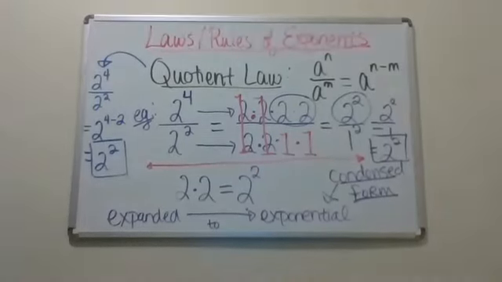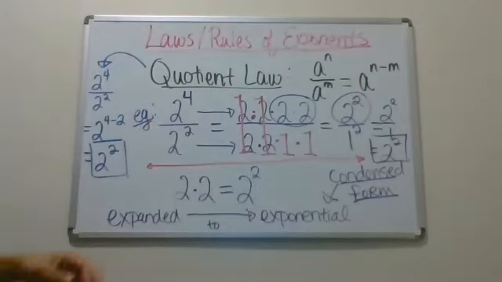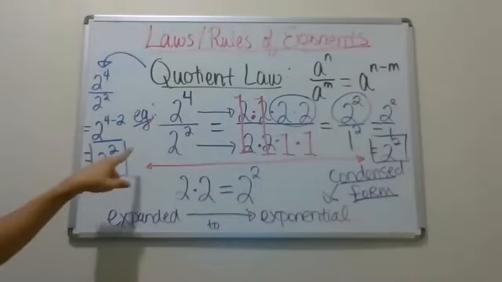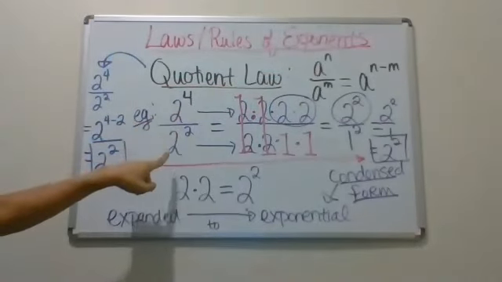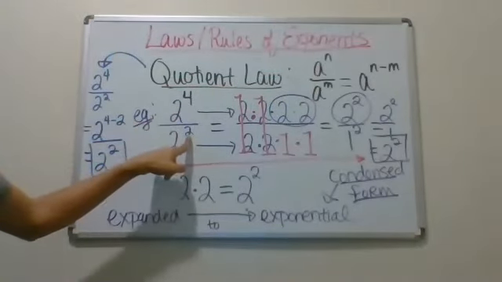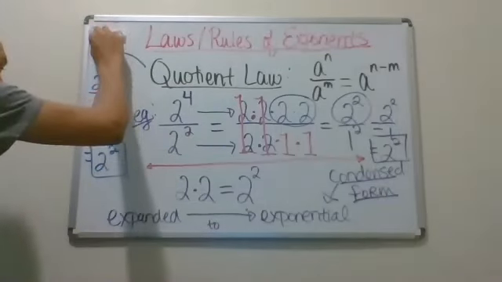Now I'm going to slide something in here. A lot of people like to separate it, but I like to introduce it after quotient law, because what if, let's say, it was 2 minus 4? What if I had 2 squared divided by 2 to the 4th power? So let's actually look at that example.